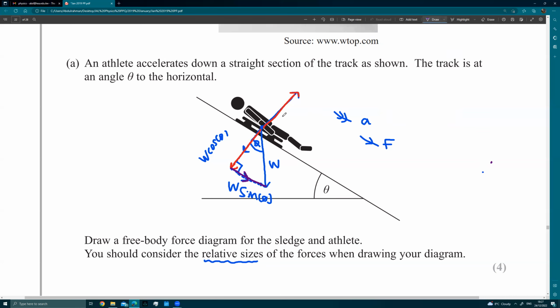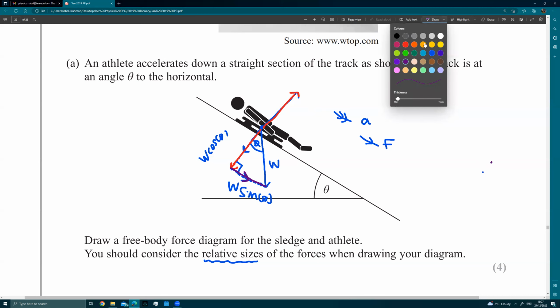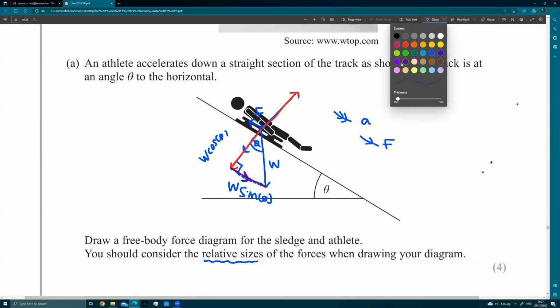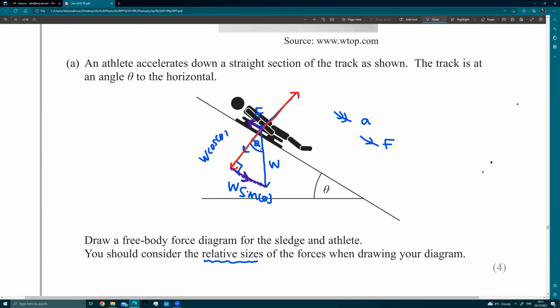So it might be tempting to just draw these two forces, but we have to, of course, consider friction, because every time something is moving, there's always air resistance and friction unless the question specifies to ignore it. So there's obviously some sort of frictional force. But you need to make sure that this frictional force is smaller than the horizontal component of the weight. The reason that's the case is because he's accelerating across the slope. So there is a resultant force. That's only possible if this force is larger than that force.